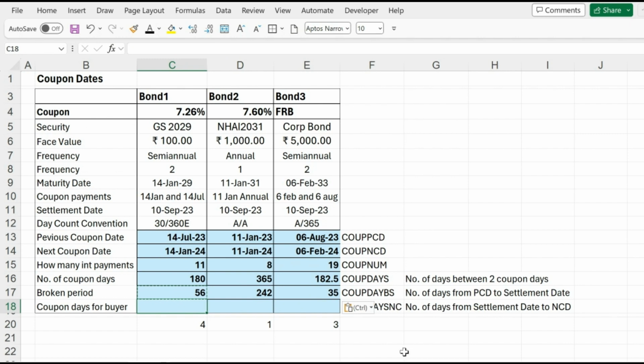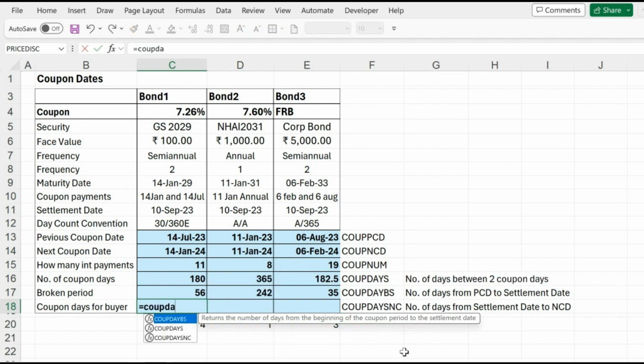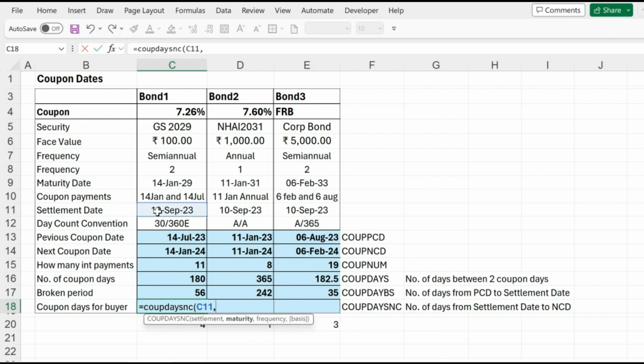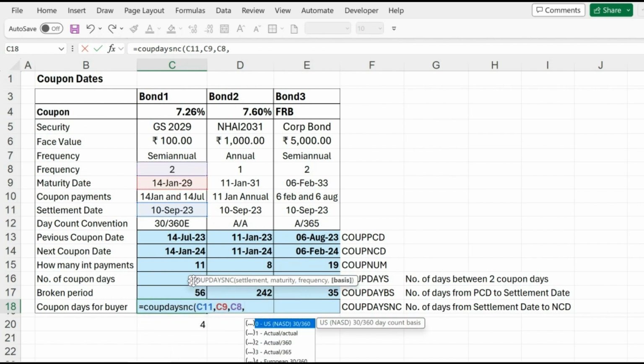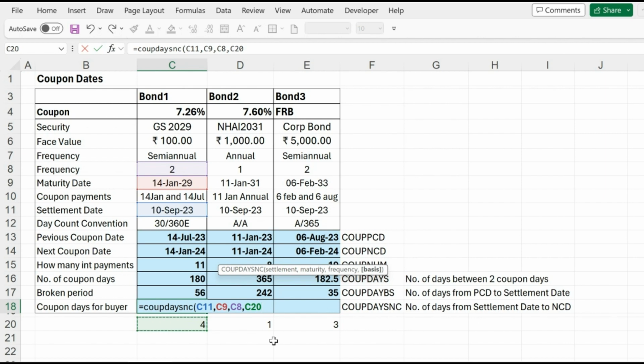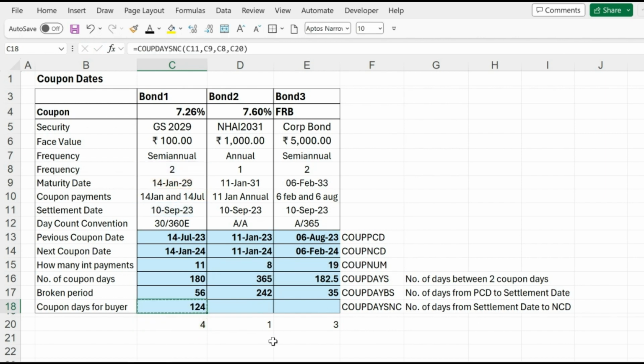And COUPDAYSNC, coupon days for buyer, from the settlement date to the next coupon date. So S and C, I remember it like this. It is easy to remember. Settlement date, maturity date, frequency, and the basis. So basis is 4 in this case, 124, which means that out of this 180 days, 56 days is for seller and 124 days is for buyer.